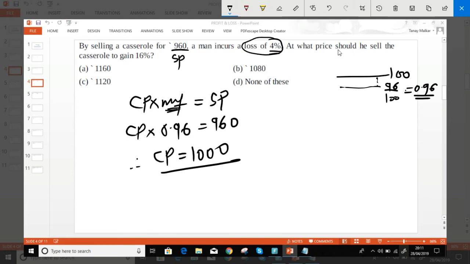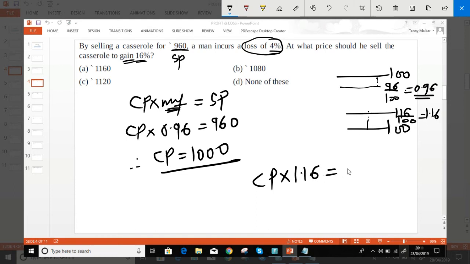Okay. Now, at what price should he sell in order to gain 16%? Now you have the cost price. You know, multiply by the multiplying factor. This time we have to gain 16%. So a line of 100 again, and 16% gain. That means you have to go up by 16. You will find 116. 116 divided by 100 will be 1.16. So 1.16 is equal to your selling price. Now you put 1000, and you will get your answer, 1160.